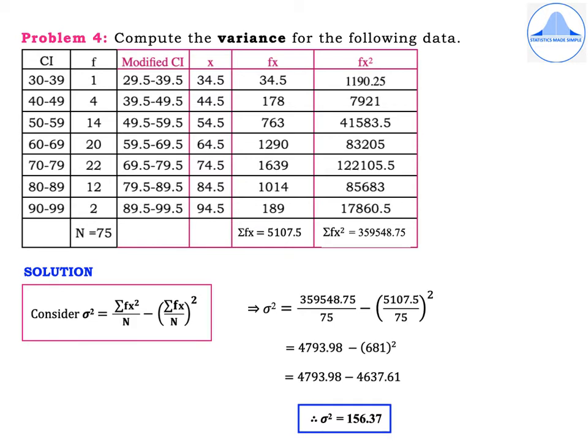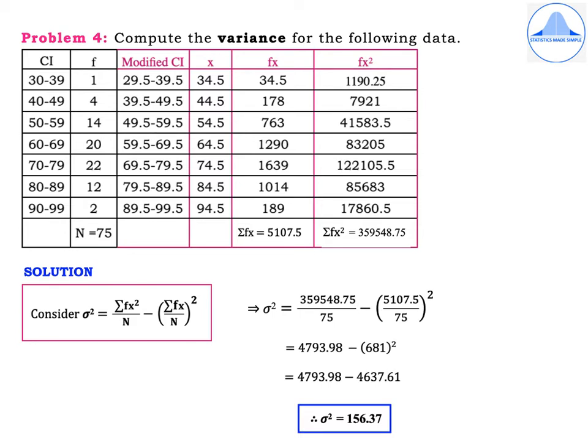Next, find out the midpoints of the class intervals. So whether you use the given class interval or the modified class interval, the midpoint remains the same. It is obtained by adding the lower limit and the upper limit and then dividing by 2. So the midpoints are x, which are 34.5, 44.5, 54.5, 64.5, 74.5, 84.5 and 94.5.